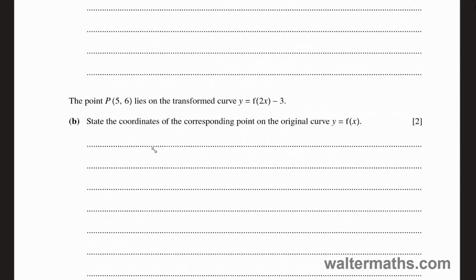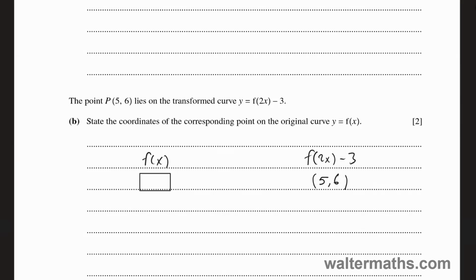So let's go on to part B, which says the point P of coordinates (5, 6) lies on the transformed curve y = f(2x) - 3. State the coordinates of the corresponding point on the original curve y = f(x). All right, so what they're saying is we've got f(x) and we've got the transformed curve f(2x) - 3. So we have a point which is on the transformed curve, which is (5, 6). So we want to know what the original point was before the transformation went on.